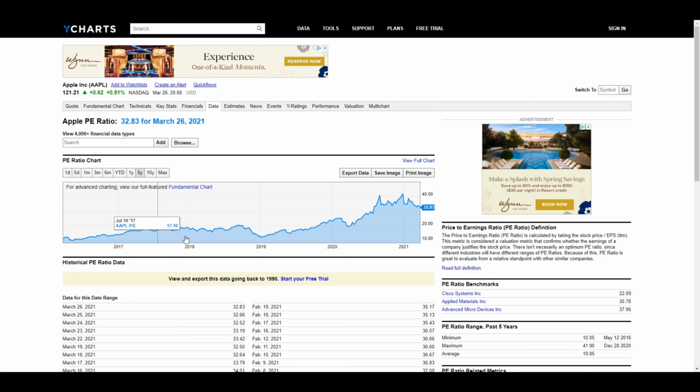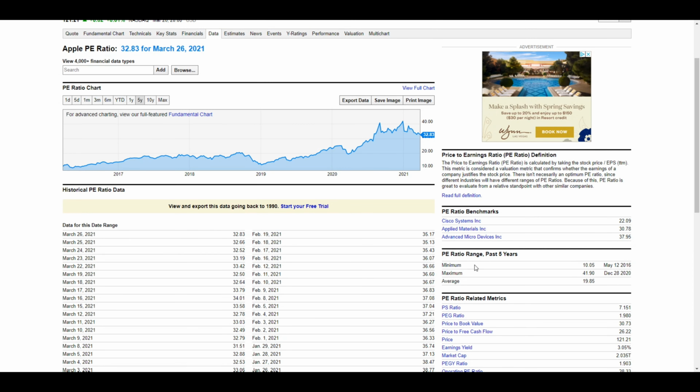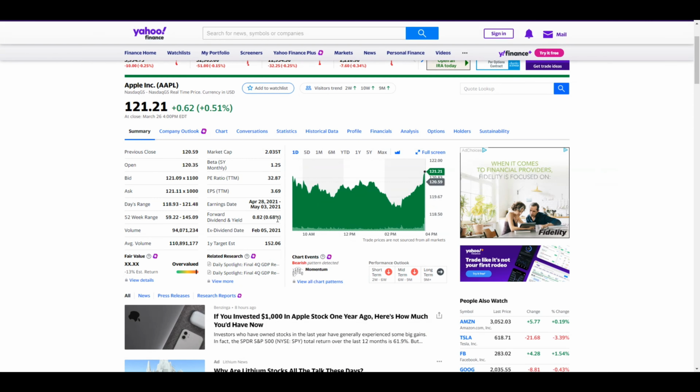So you can see that the stock, based on price to earnings only, is a little expensive. In the last 5 years, the minimum has been 10, which was in 2016. The maximum has been 41, and the average is 19. And right now it's 32. So you can see that it's more expensive than the 5-year average.